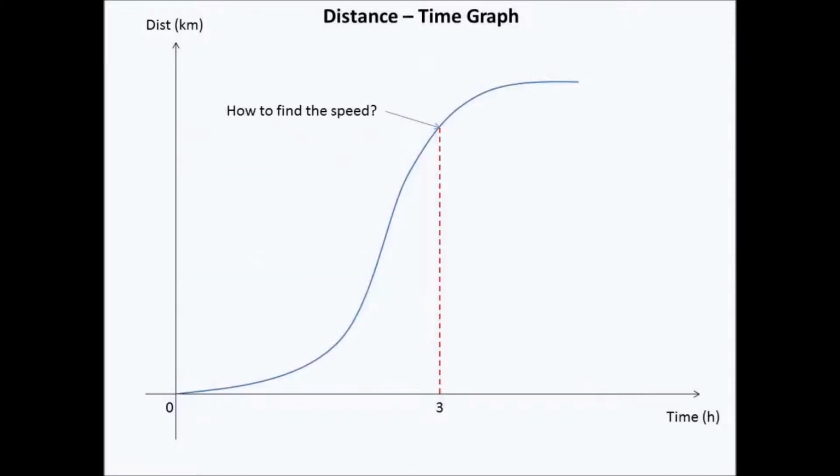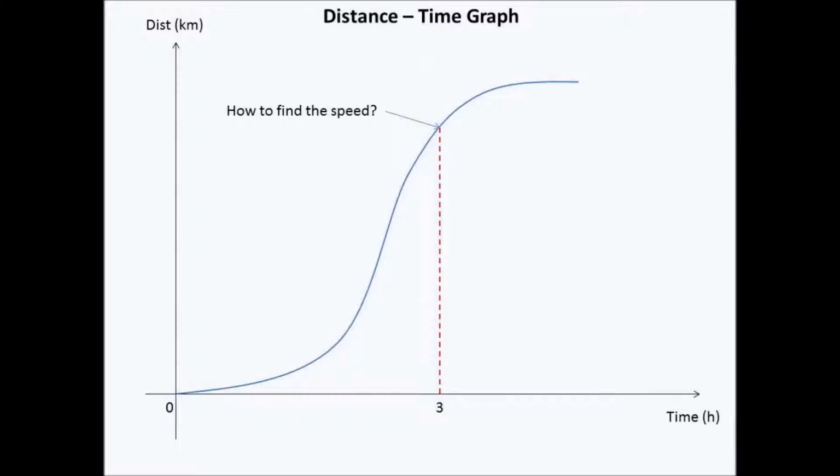Now so far so good. Okay, but what is the problematic one is the next graph. Take a look at this graph whereby the distance time graph is no longer a straight line. Okay, it's going to be a curve. And how are we going to find the speed, let's say at 3 hour?